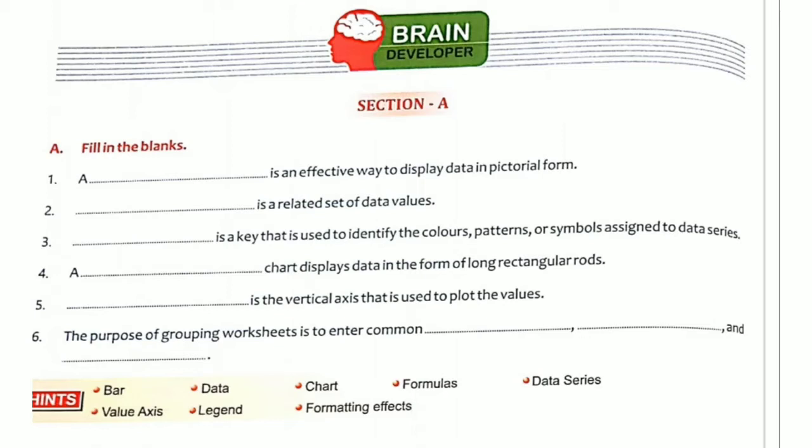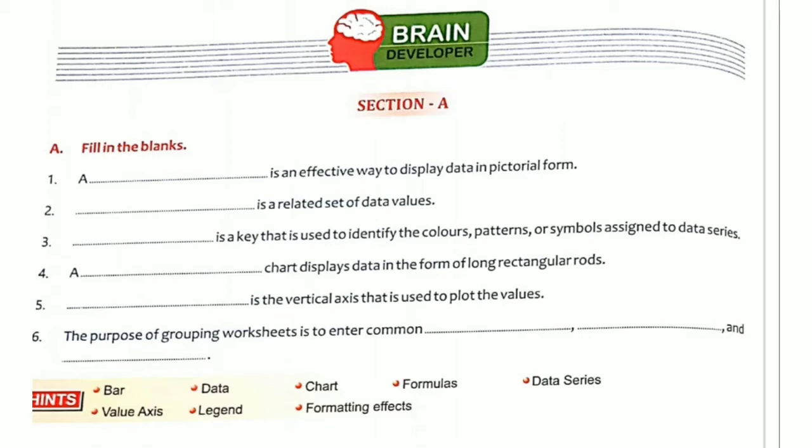Third, a dash key is used to identify the colors, patterns or symbols assigned to data series. So what is a key that is used to identify the colors and patterns? That is legends. Fourth, a dash chart displays data in the form of long rectangular bars. So what type of chart displays data in the form of long rectangular bars? That is bar chart.